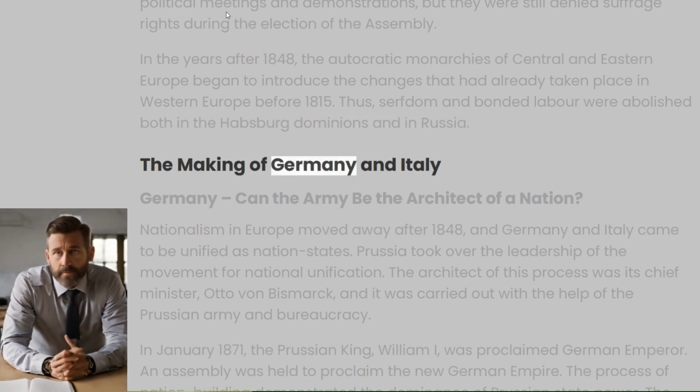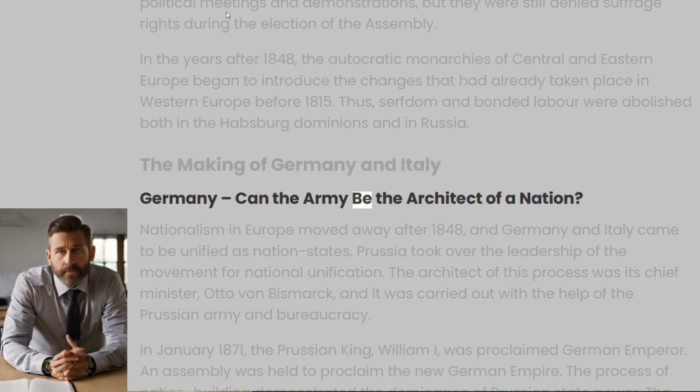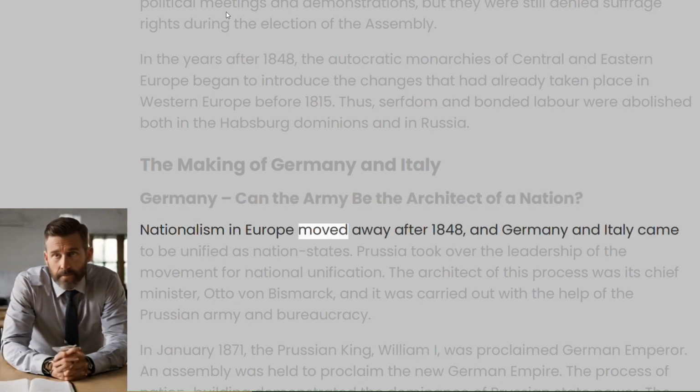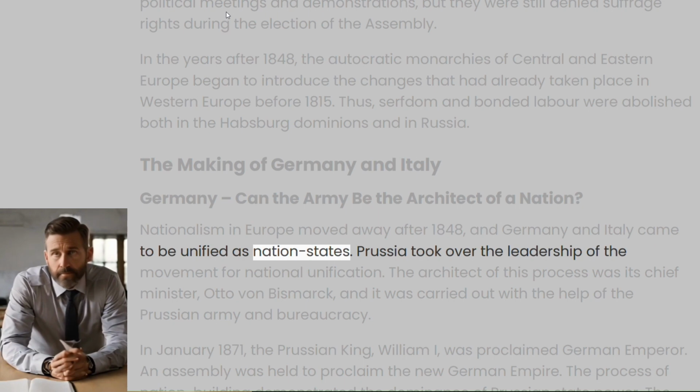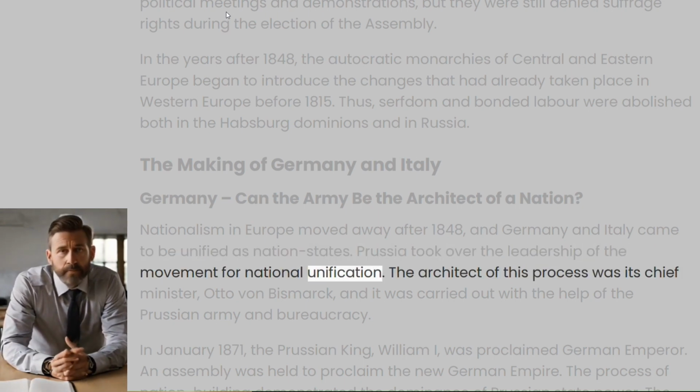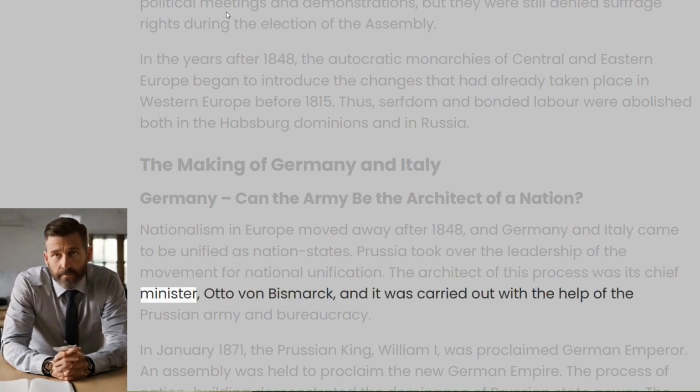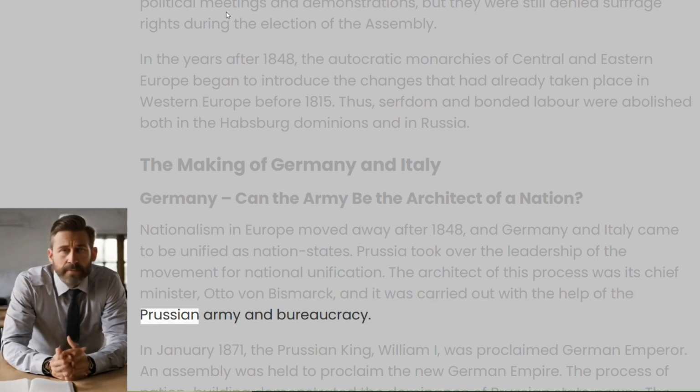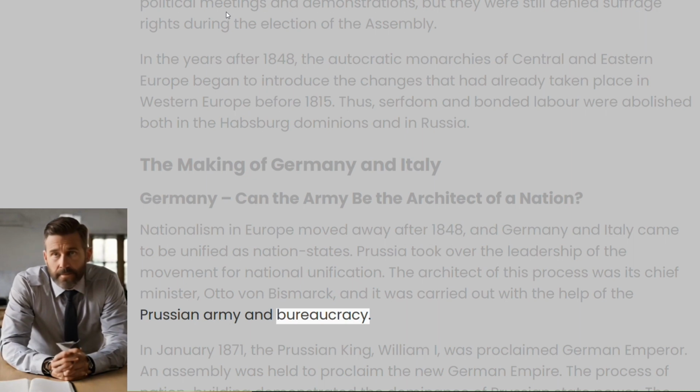The making of Germany and Italy. Germany: can the army be the architect of a nation? Nationalism in Europe moved away after 1848, and Germany and Italy came to be unified as nation-states. Prussia took over the leadership of the movement for national unification. The architect of this process was its chief minister, Otto von Bismarck, and it was carried out with the help of the Prussian army and bureaucracy.